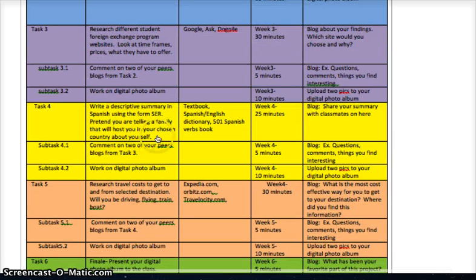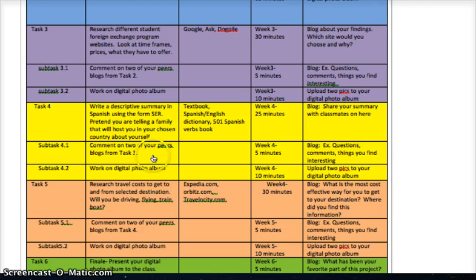Task 4 is to write a descriptive summary in Spanish using the form said. Pretend you are telling a family that will host you in your chosen country about yourself. This is a good opportunity for them to practice their Spanish again, writing and language. They can use their textbook, a Spanish-English dictionary, and the 501 Spanish Verbs book. This descriptive summary, we will ask that they blog about it and share their summary with the classmates on here.